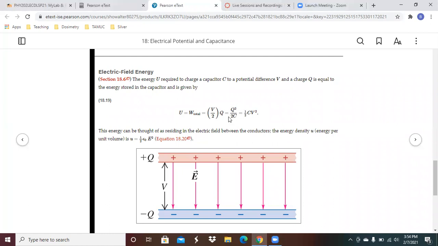And then in rearranging this, you can also see how it's going to be 1/2 C times the voltage squared, which basically, if you take Q over C and square it, you'll have to add an extra C in order to make that work. So this energy can be thought of as residing in the electric field between the conductors. Now the energy density U is going to be given by 1/2 times the vacuum permittivity times the electric field squared. So let's take a look at the section here and see how they describe this.